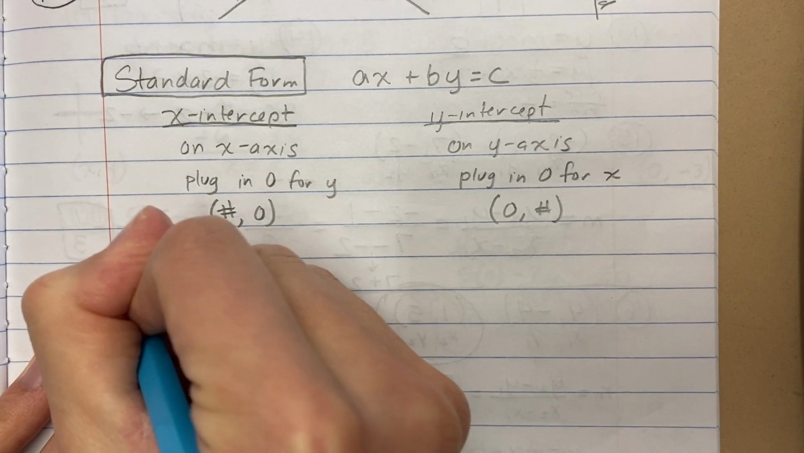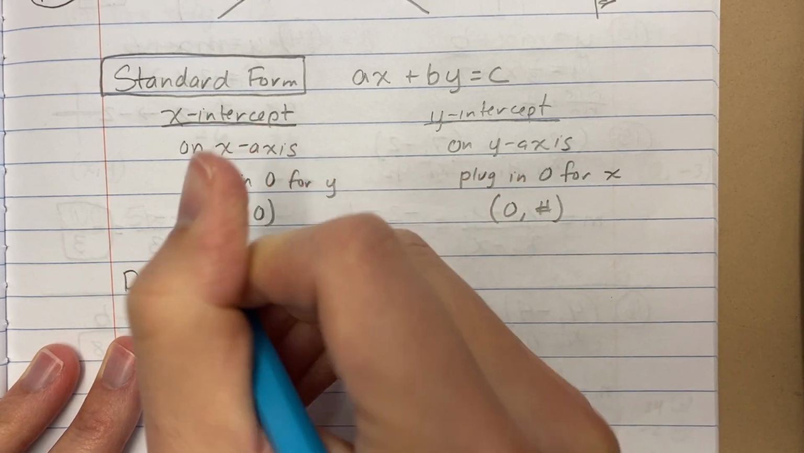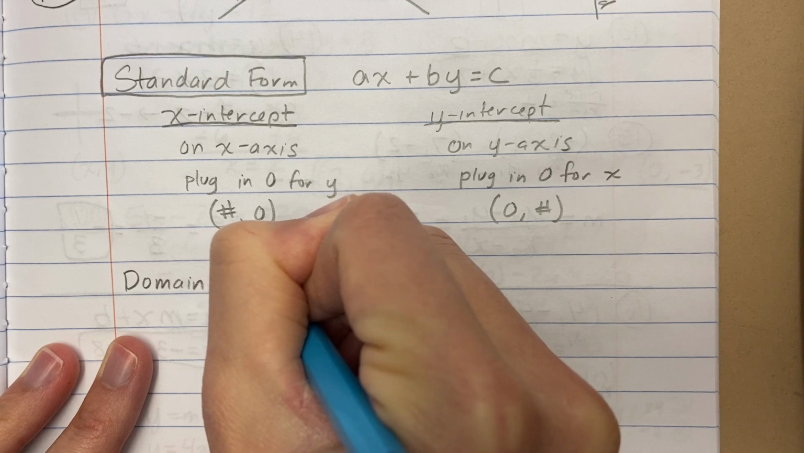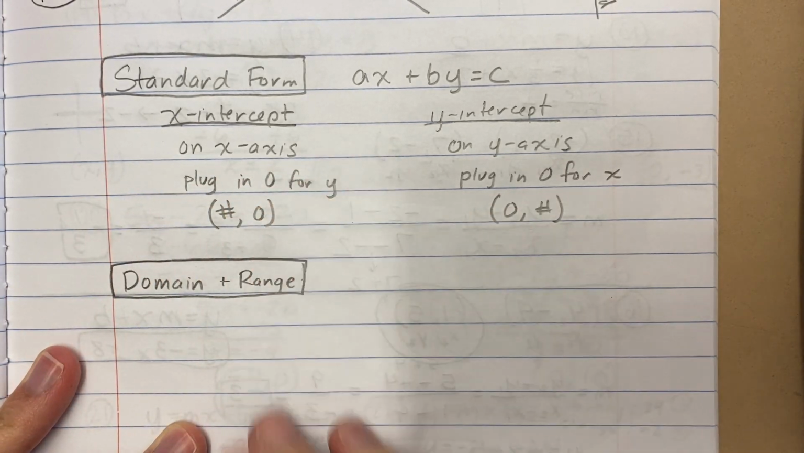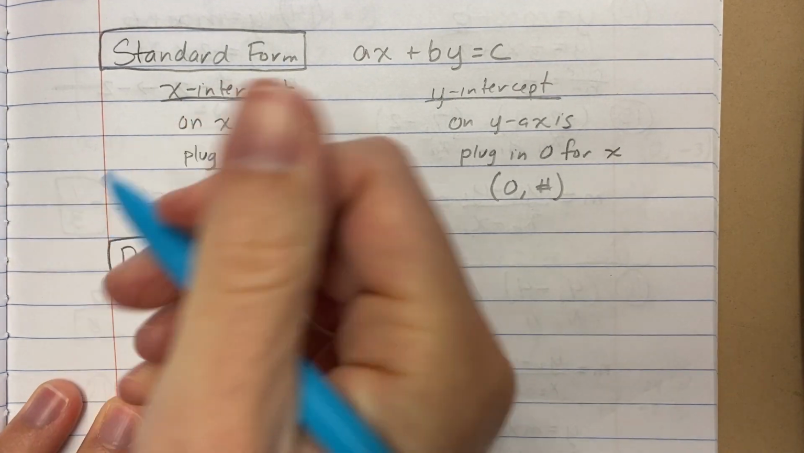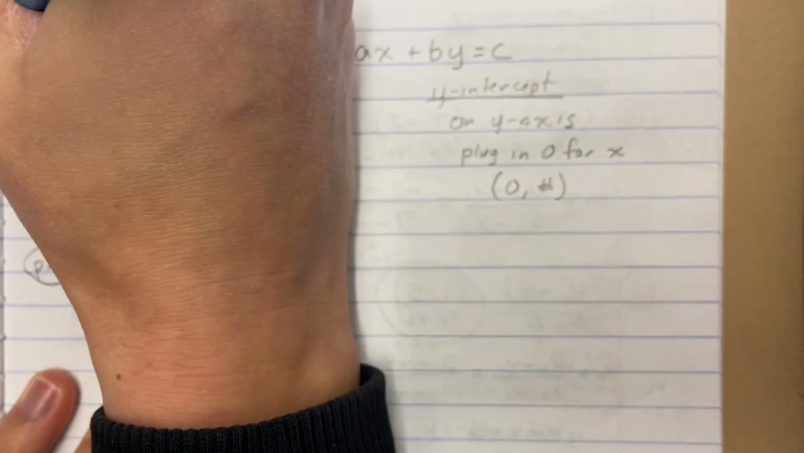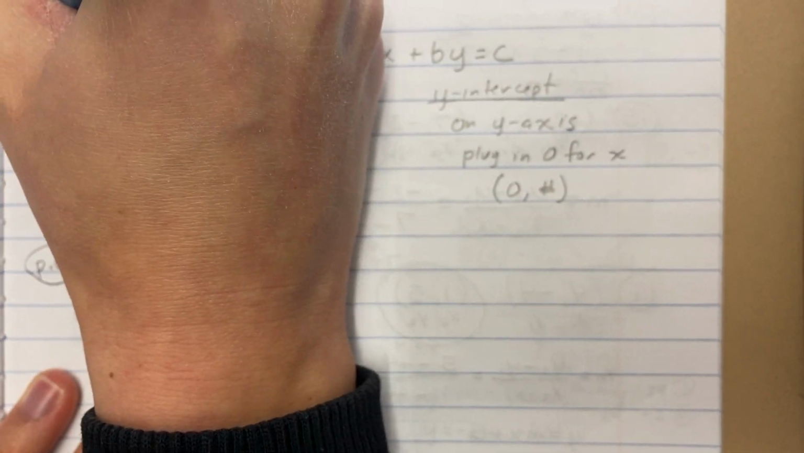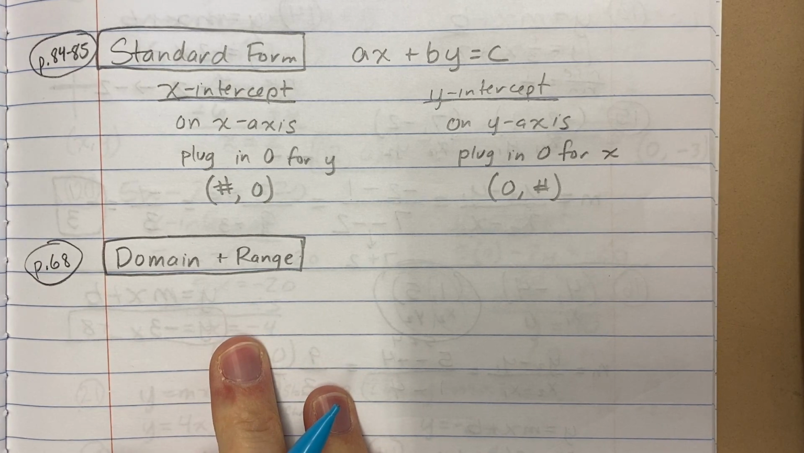And then one topic that we covered kind of quickly, and we may, if we find time, come back to it more, was the concept of domain and range. And this was on page 68. Oh, and sorry, so standard form we talked about on page 84 and 85. Okay, domain and range we really talked about on page 68.